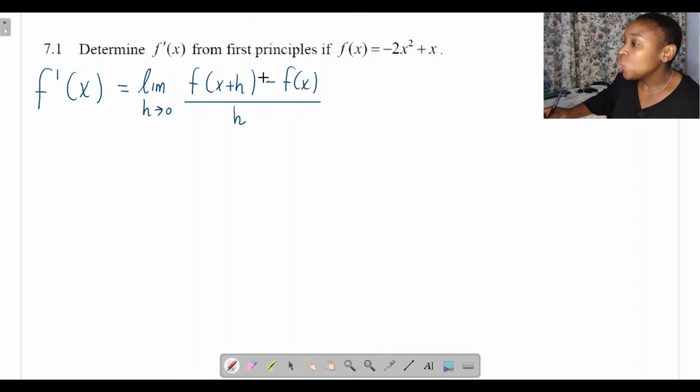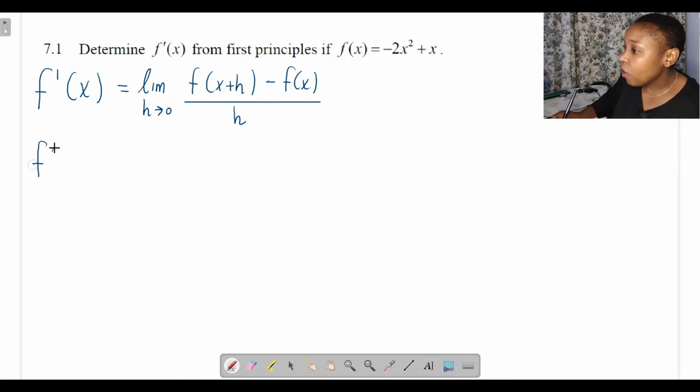So that is the formula that we have to use to help us find the derivative of our f of x. So what is f of x plus h? Where we see an x, we need to substitute that with x plus h. That is what this is telling us. All right, so we're going to do that.